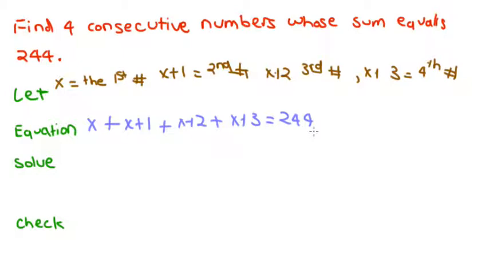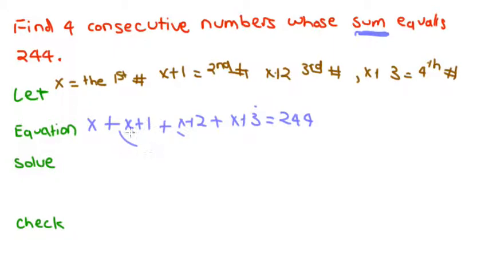Because x is the first number, and if you add the first, second, third, and fourth number, you should get 244. That's what it says here, right? Find 4 consecutive numbers whose sum equals 244. So if this is the first one, and this is the second one, and this is the third one, and this is the fourth one, we're basically adding the 4 numbers and getting 244 with only one variable. And we know how to solve with one variable, right?